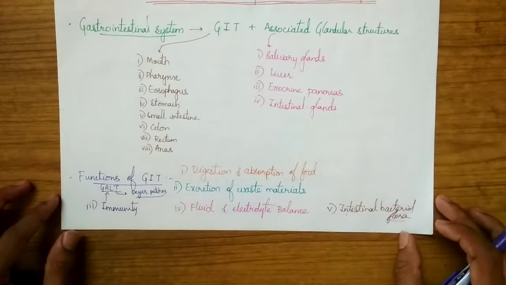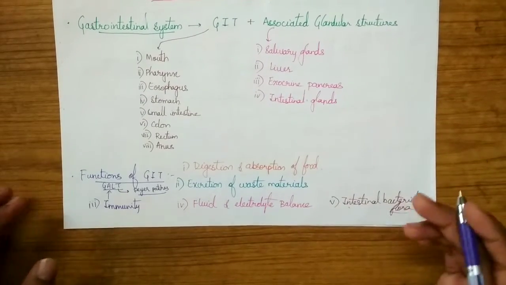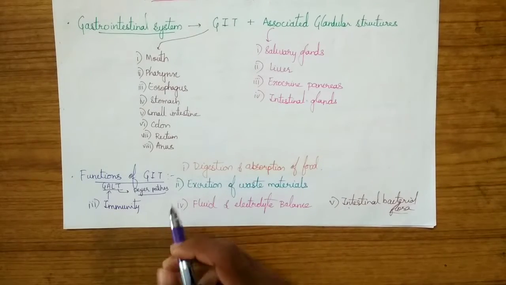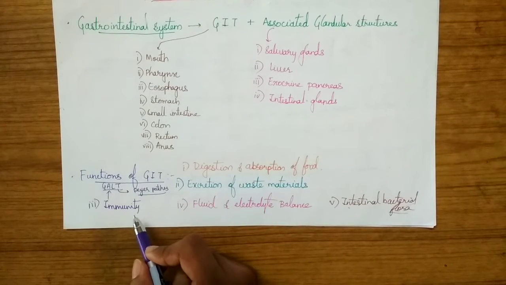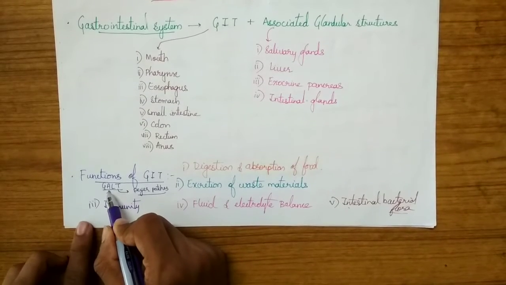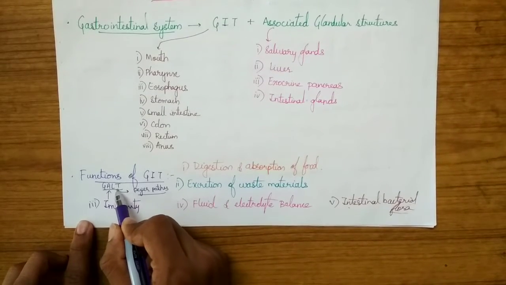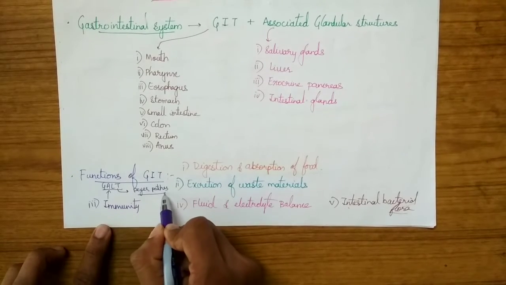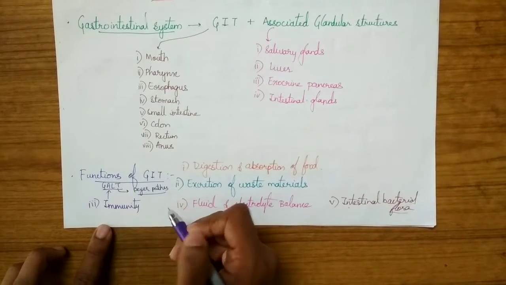Since the gastrointestinal tract is prone to many diseases or infections because of the mouth and anal canal, the gastrointestinal tract needs to have an immune system. So it has something called gut-associated lymphoid tissues in some regions of the gastrointestinal tract. This again contains the Peyer's patches which help in immunity.